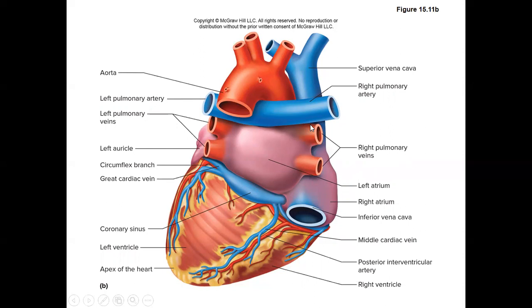You can see the pulmonary veins that are oxygenated, carrying blood back to the heart. It's going to take that blood to the left atrium. That left atrium, as I mentioned before, is going to pump blood into the left ventricle, and then that's going to go into this aorta that's going to bring blood to the rest of the body.